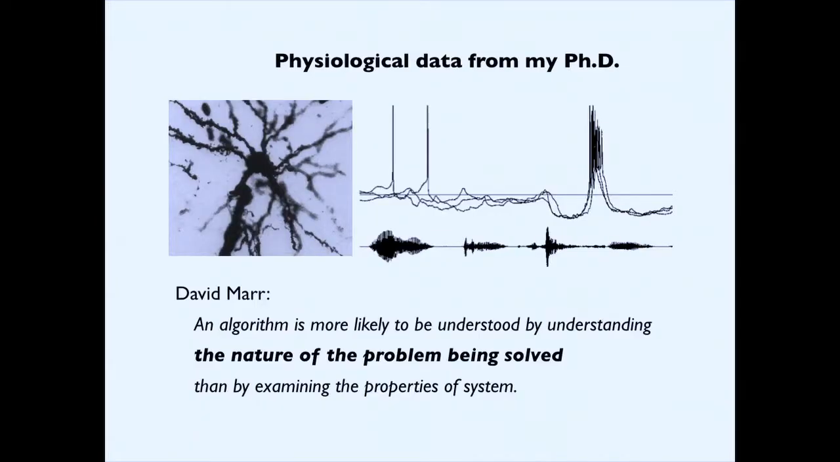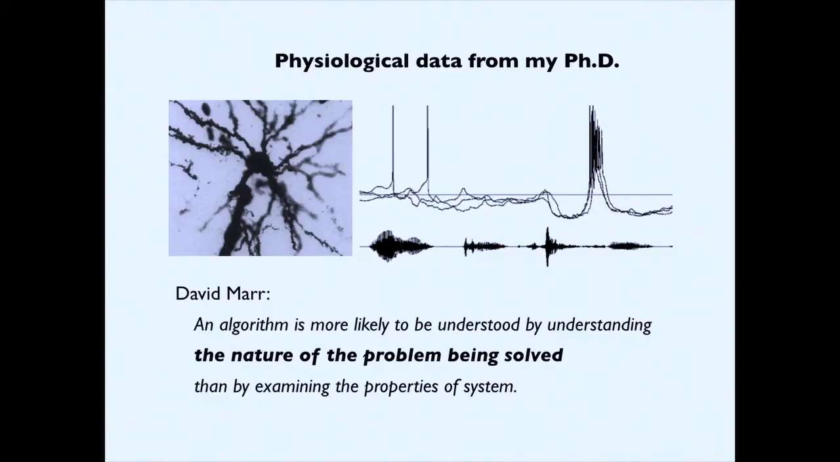And what he said at the beginning of one of his books is that an algorithm, or the computation, is more likely to be understood by understanding the nature of the problem being solved than by examining the properties of the system. So when you're a neuroscientist, all you can do is examine the properties of the system. It's very difficult to think about what the system as a whole is doing. And so I spent many years trying to get data.